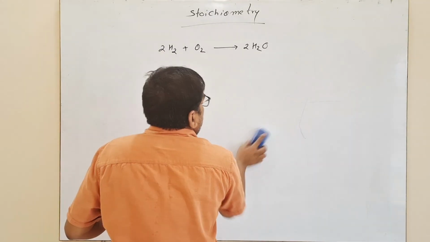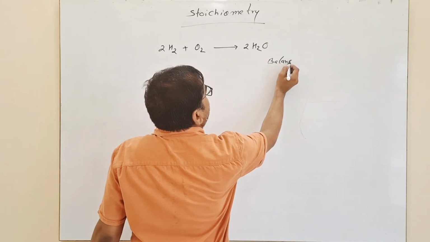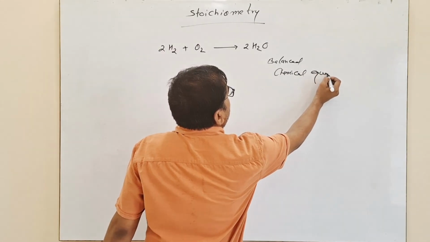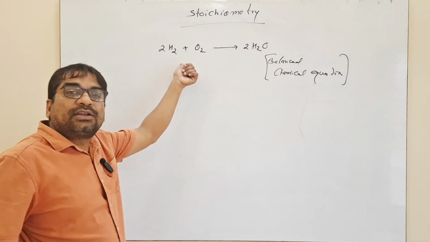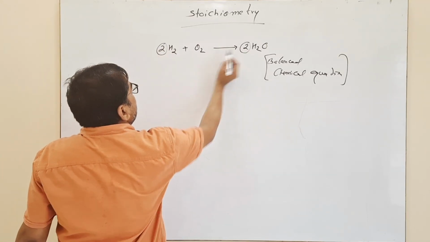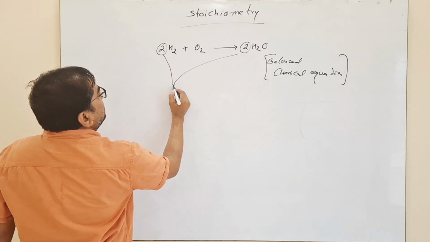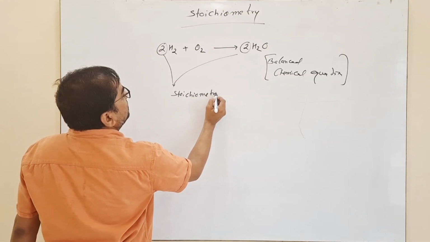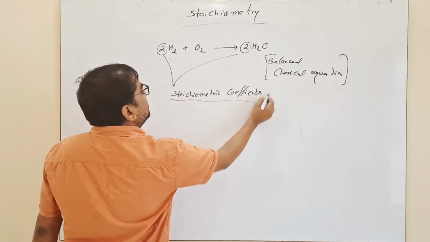Since the given reaction is a balanced chemical equation related with preparation of water, synthesis of water from combination of hydrogen and oxygen, here the values before the reacting species and products represent whole numbers, and these whole numbers are called stoichiometric coefficients.